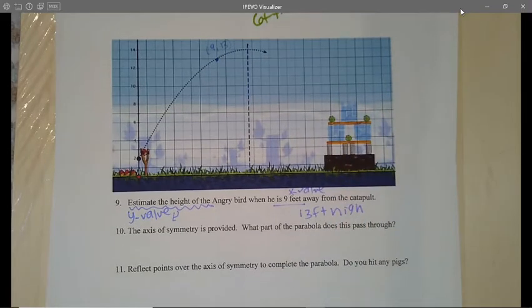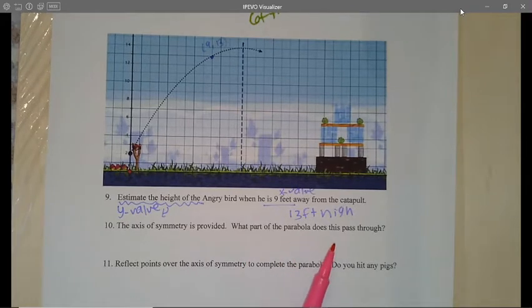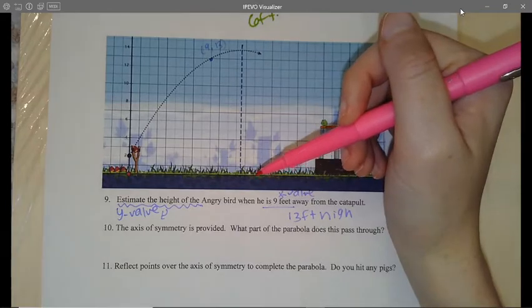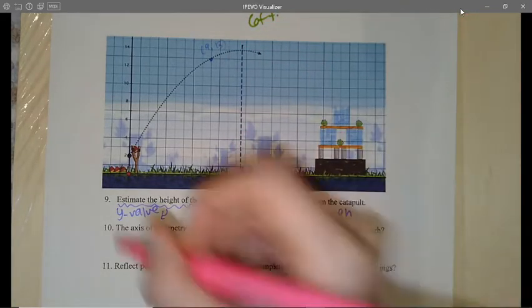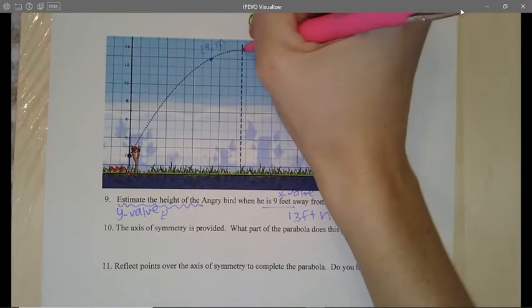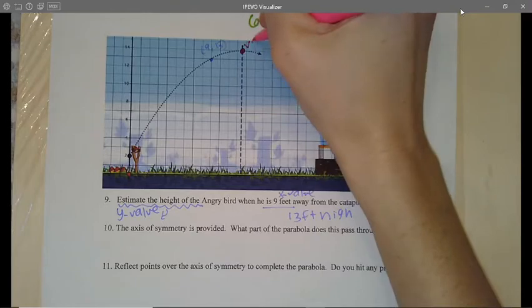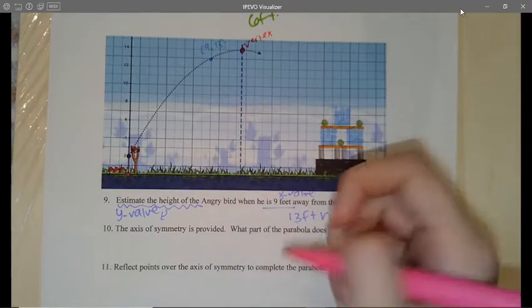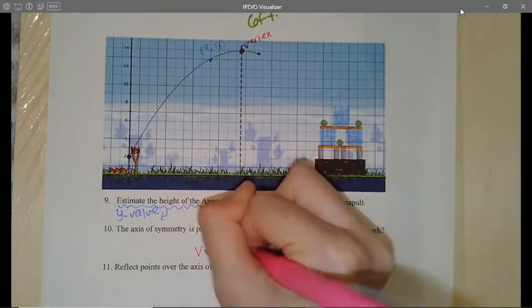All right, our next question. The axis of symmetry is provided. What part of the parabola does this pass through? So if you remember, when we have an axis of symmetry, what point must always fall on the axis of symmetry when we have a quadratic graph? What is this point right here? Well, that is the vertex. So the vertex always should be on your axis of symmetry. So what part of the parabola does this pass through? The vertex point, which in this case, the vertex is that point.